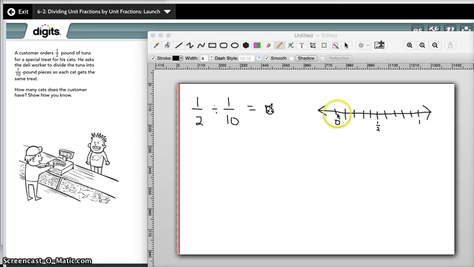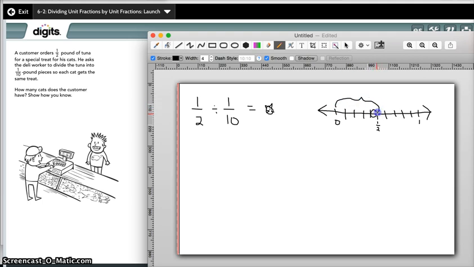I need to first realize that each one of these spaces represents a tenth. And I need to see, how many tenths are inside of 1/2? Well, this section right here is the 1/2. So how many tenth sections do I have? I have 1, 2, 3, 4, 5 sections. So my guess is that this is going to be 5, but let's use our freeze, change, flip strategy.